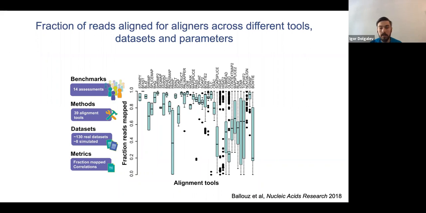And what is the fraction of reads mapped? I could technically take any read and say it's mapped well in the genome, but do you really trust me if I'm the aligner?